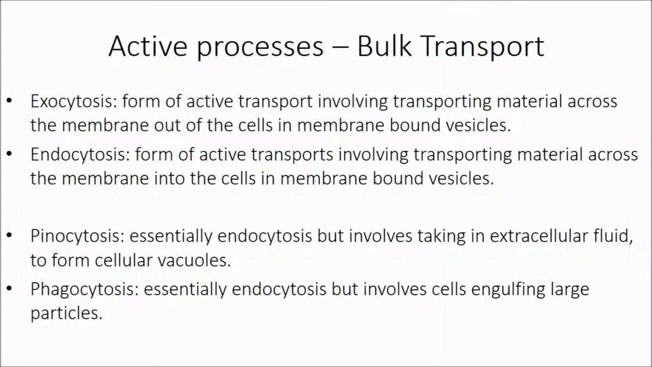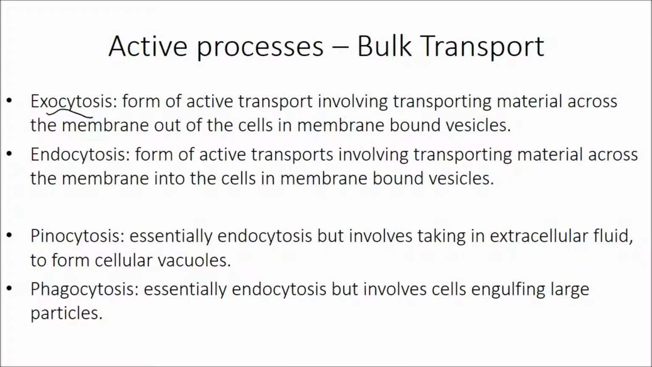But in the case of, say, proteins, sometimes we'll make proteins within our cell and we'll need to expend energy getting them out. Our final slide here looks at some of the different processes that exist under the umbrella of active transport. Our first example here is exocytosis, a form of active transport that involves transporting materials across the membrane out of the cell in membrane-bound vesicles.